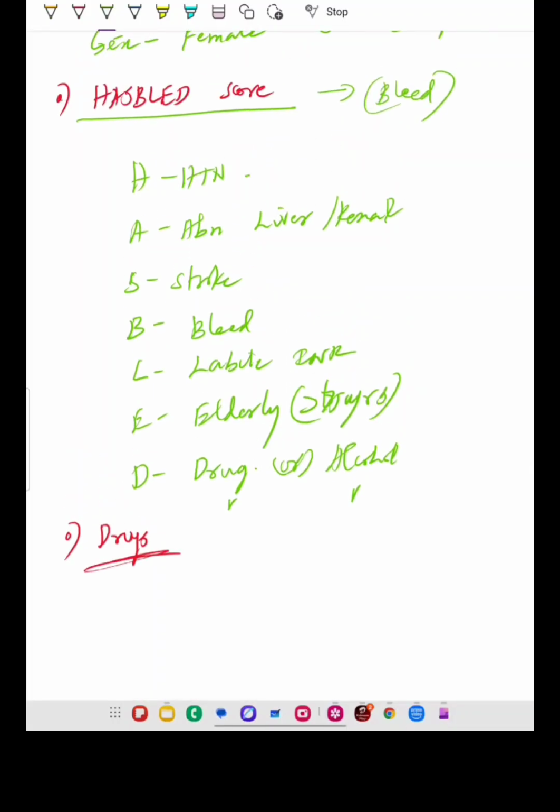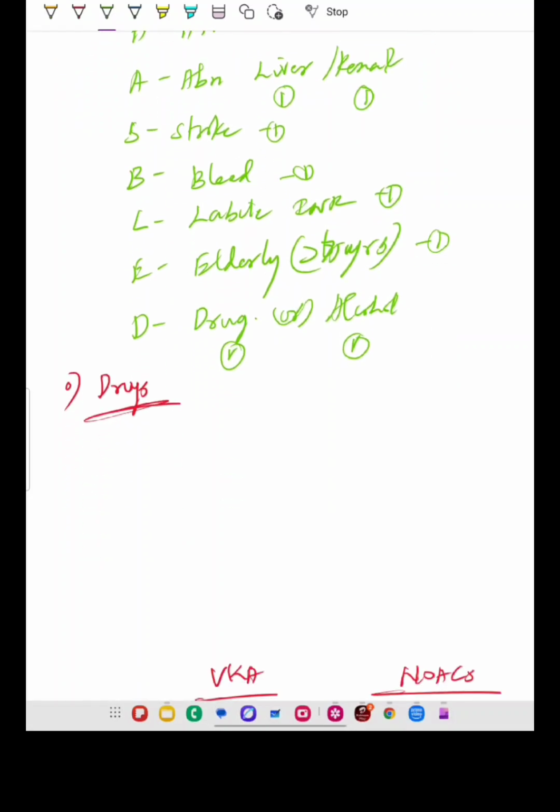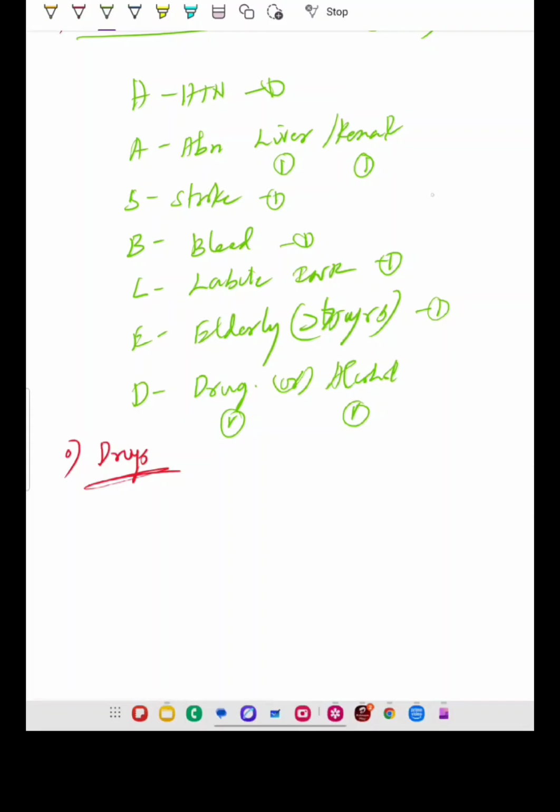So here each of your factors will be getting one: one for abnormal liver, one for abnormal renal parameters, one for history of stroke, one for bleed, one for labile INR, and one for elderly. And here again 1 point for each. So if your patient has a score of 1, that's a low risk of bleed. If your patient has a score of 2, that's intermediate or moderate risk. If your patient has a score of 3, that is high risk.